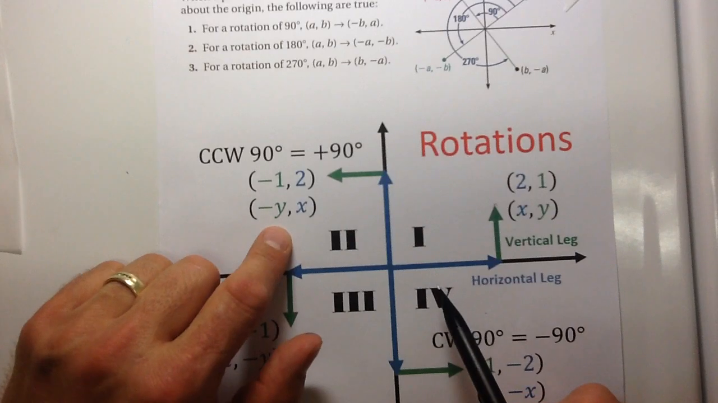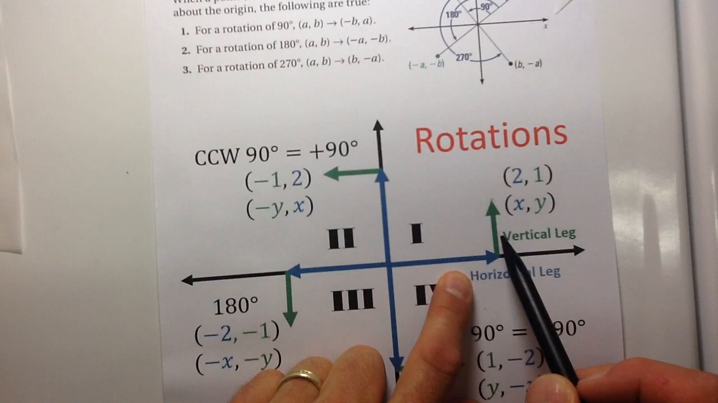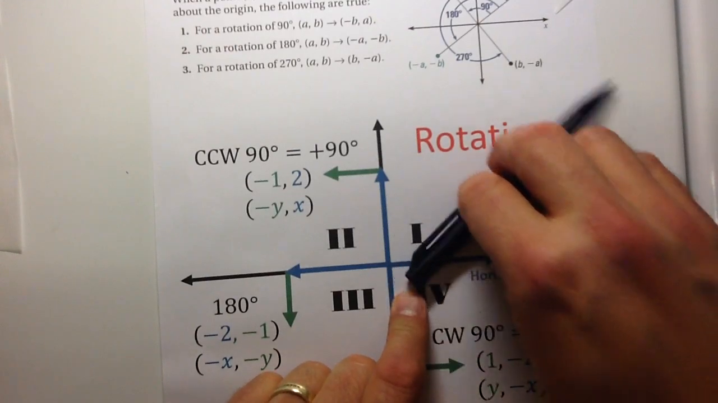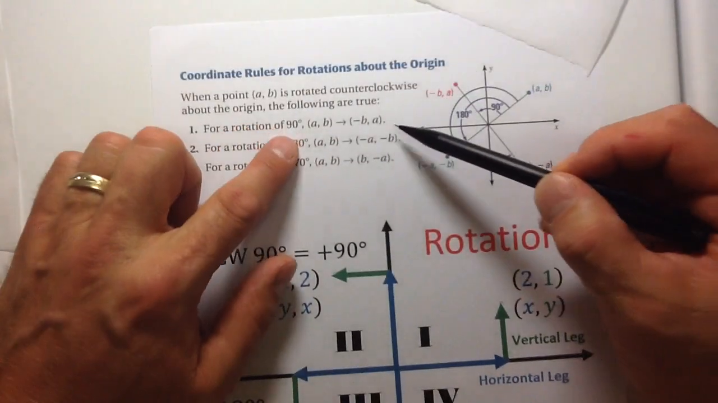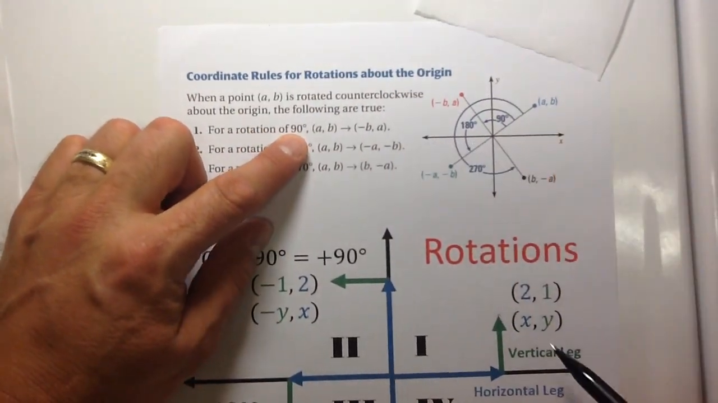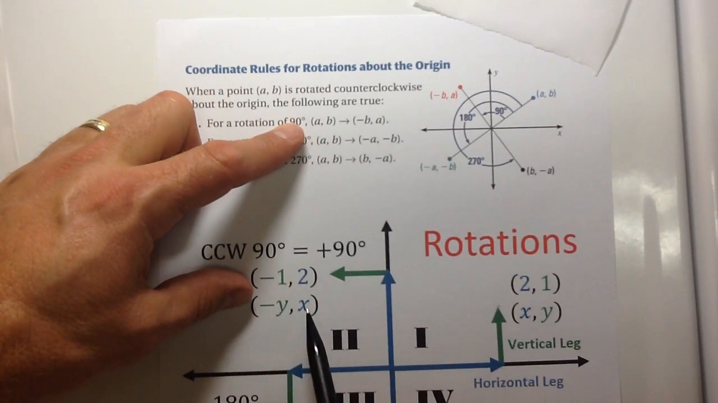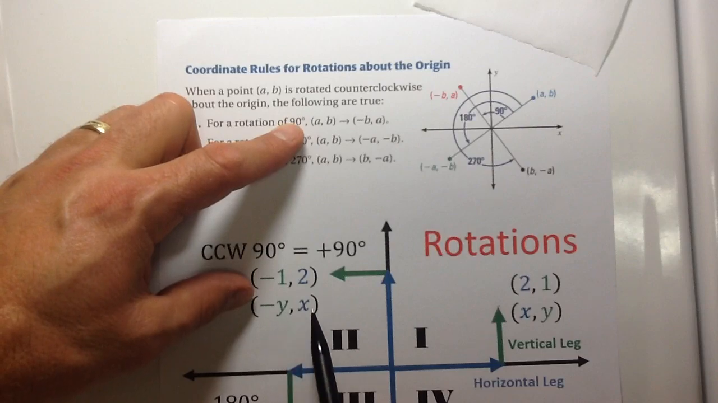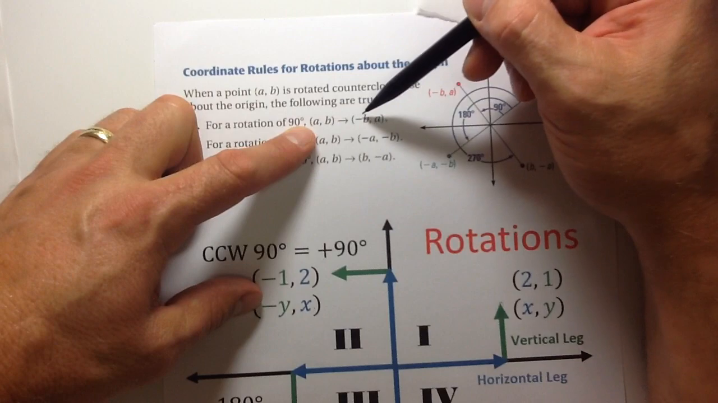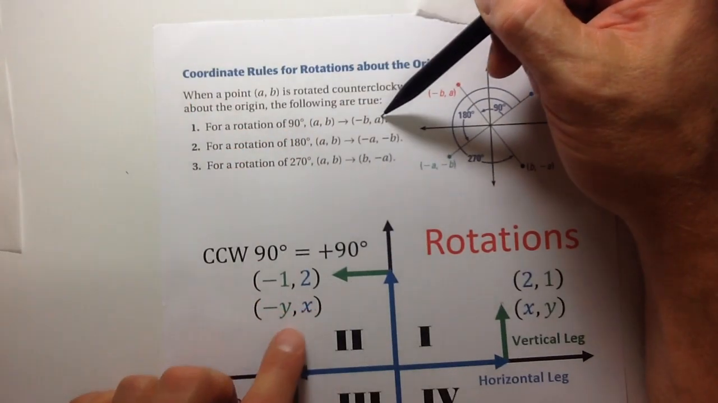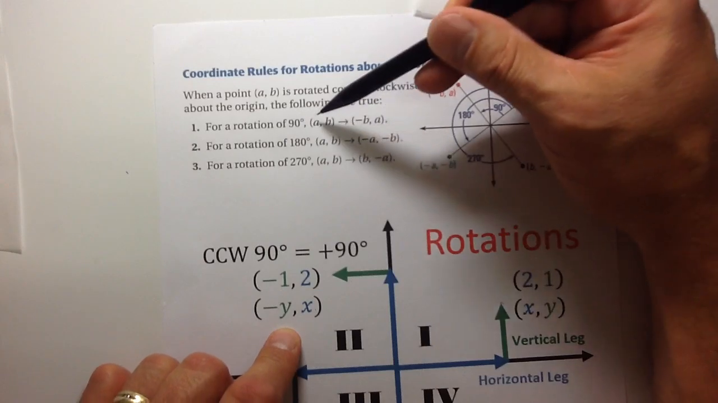To me, what's easier to remember is the graphics, and breaking it into horizontal leg and vertical leg, and then rotate that horizontal leg the direction you want to go. These are the rules that are the same here. So notice that I'm saying x comma y goes to negative y comma x. That's the same thing that they're saying up here. A comma b goes to negative b comma a. They're just, instead of using x comma y, they're using a and b.